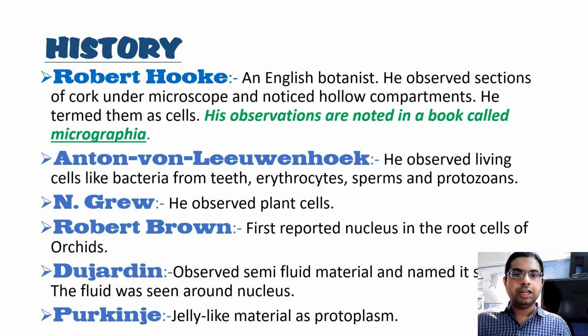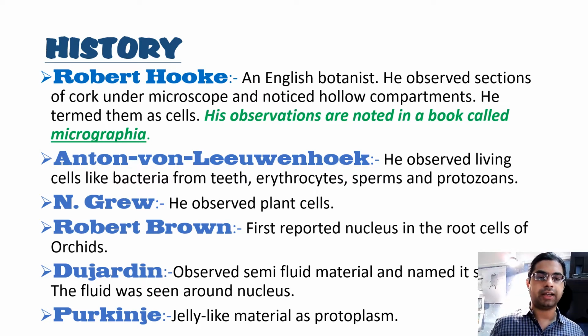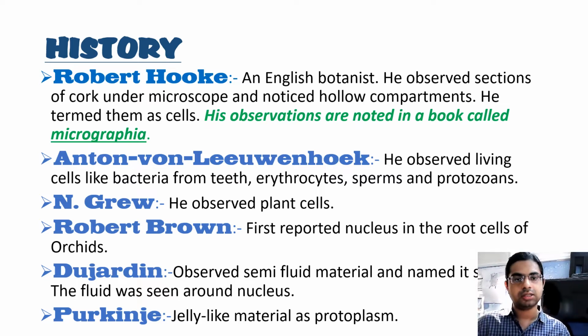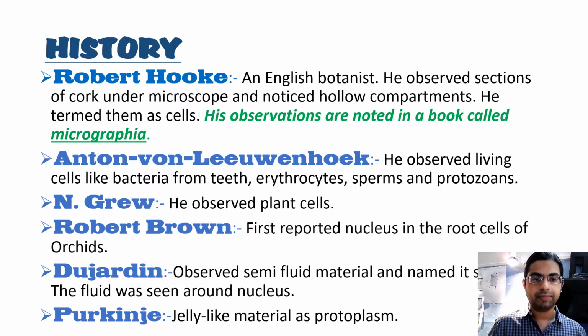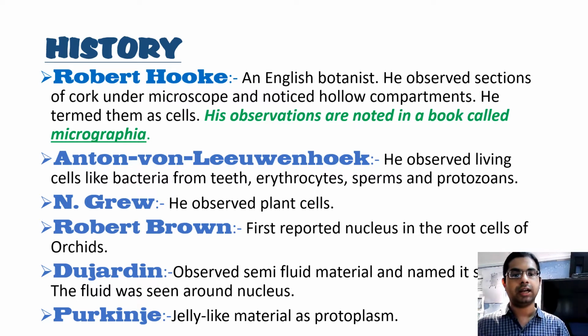Anton van Leeuwenhoek observed living cells like bacteria from teeth, erythrocytes, sperms and protozoans. N. Grew observed plant cells. Robert Brown first reported the nucleus in the root cells of orchids. Dujardin observed a semi-fluid material around the nucleus. Purkinje discovered a jelly-like substance and termed it protoplasm.